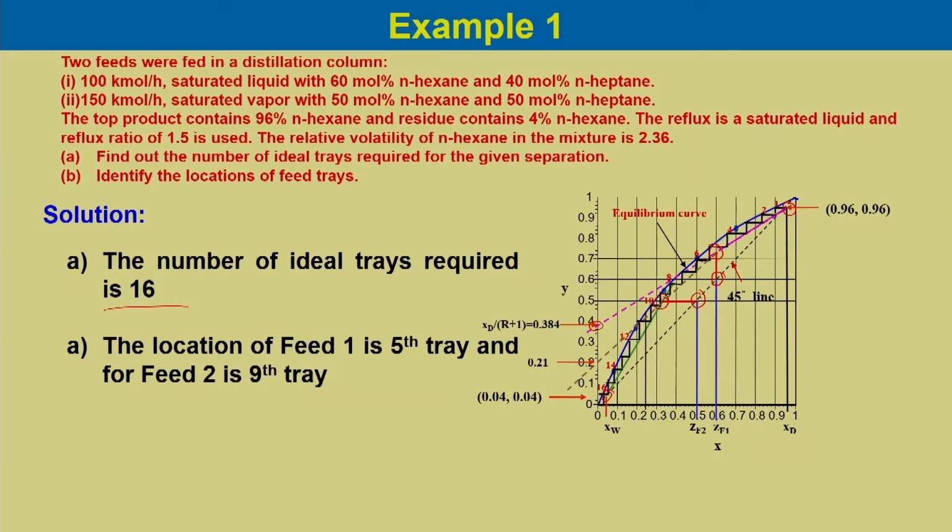Now, the location of feed tray 1 you can see over here. So, feed 1 is intersecting at this location. So, this is tray 4 and this is tray 5. So, the location of the feed tray is basically the 5th tray, and the location of feed 2 you can see over here, the feed condition is over here. So, it is intercepting at this point and the tray is the 9th tray. So, the location of feed 1 is the 5th tray and the location of feed 2 is the 9th tray.